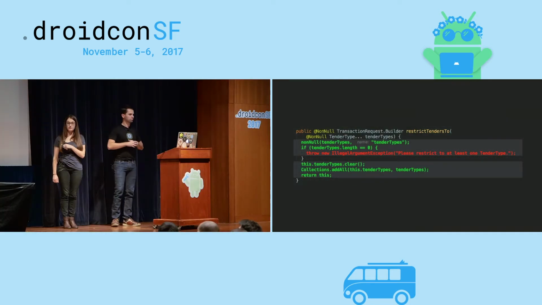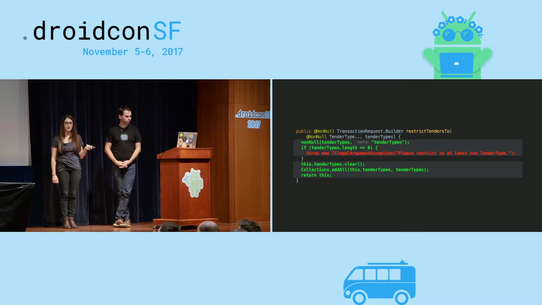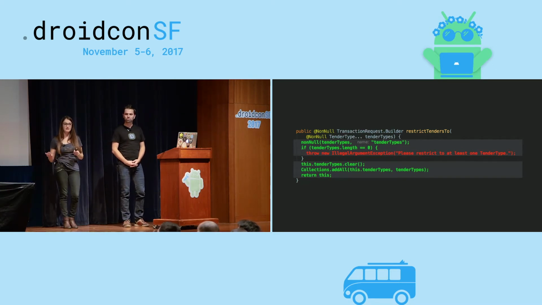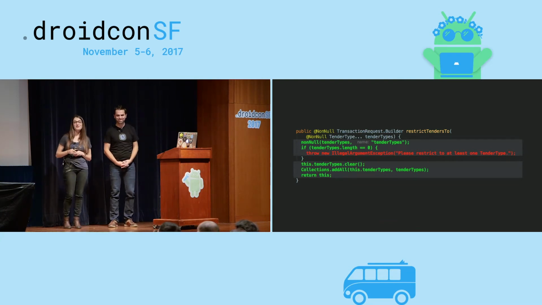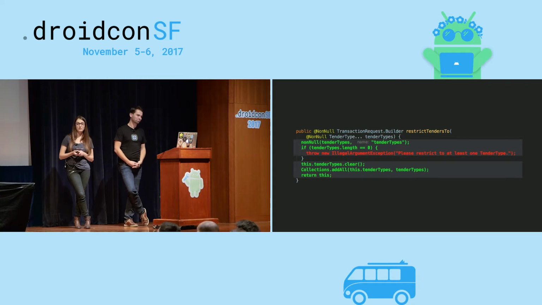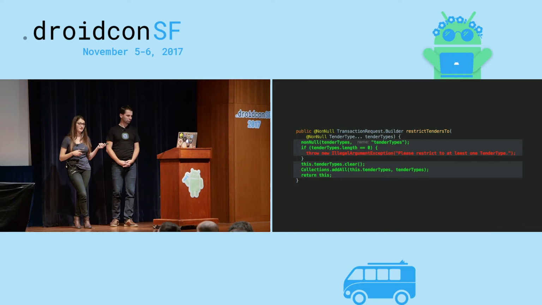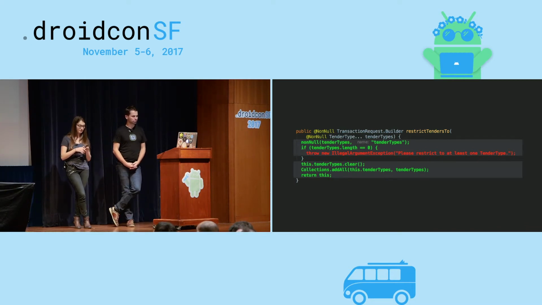And another cool tool that we decided against using are code coverage libraries. These are things that you can use in tests. I don't know how many people have used them before, but basically, you run them in your test. And then afterwards, it tells you which lines of code were actually executed. It hooks into the debugger. So in this case, we ran the transaction request test, and we covered most of this builder method, but we forgot to check the case when our tender type's length was 0, so we never tested that we threw this exception. Probably works, but we wouldn't have known.